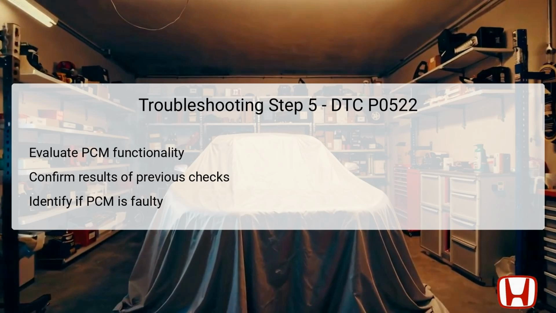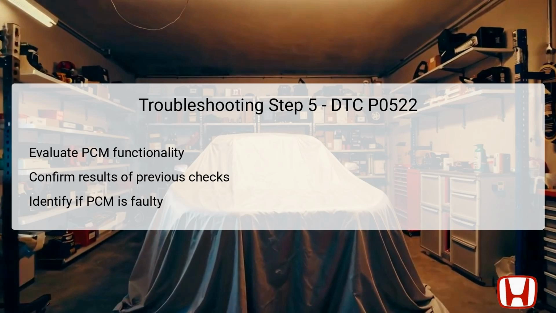The fifth troubleshooting step delves into evaluating the powertrain control module's functionality. After confirming that the engine oil pressure sensor and circuit have been inspected and deemed normal in previous steps, the focus shifts to the PCM itself. This component serves as the brain of the vehicle, making real-time decisions based on input from various sensors.